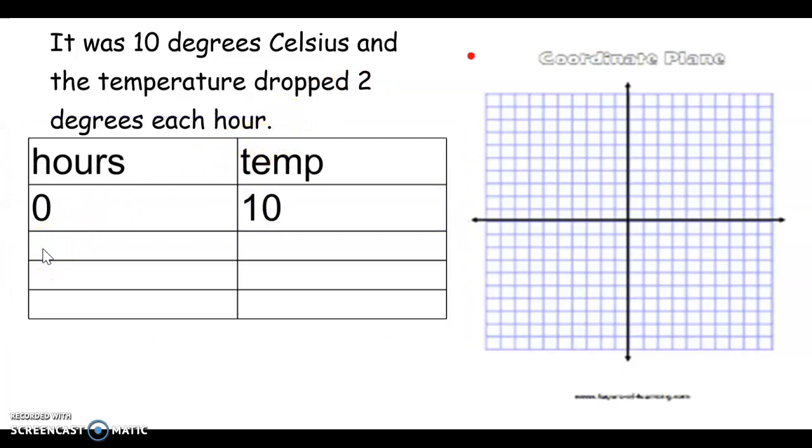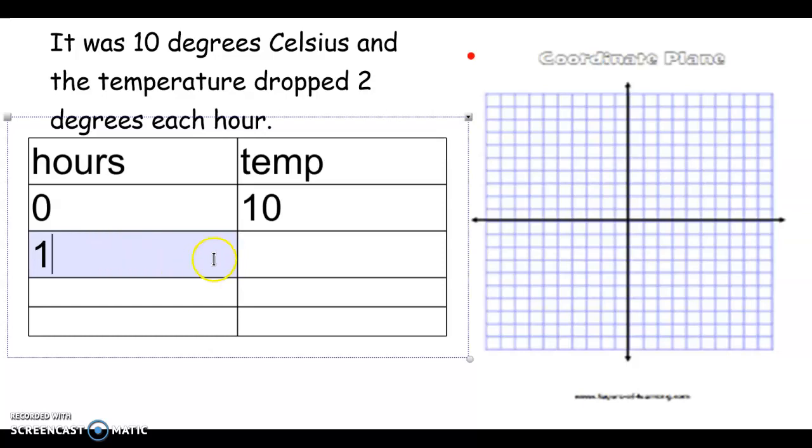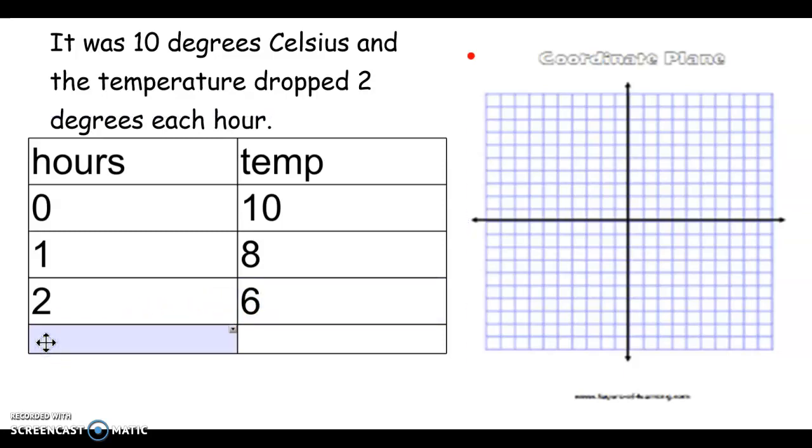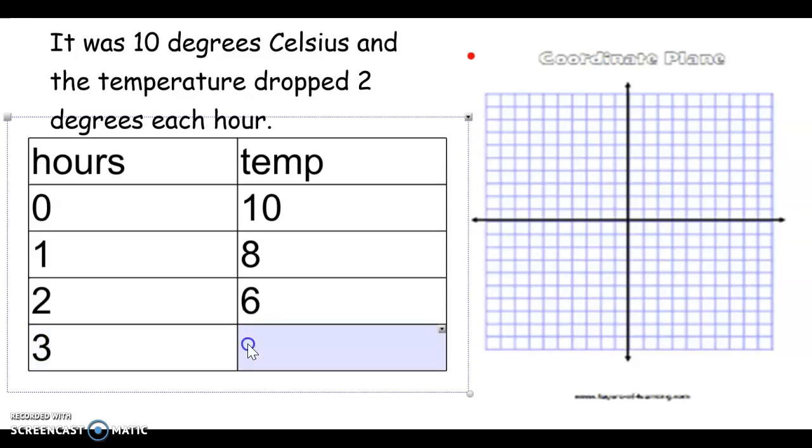So after 1 hour, it's going to have dropped 2 degrees. That means it's going to go down 2 degrees. So if it was at 10, 10 minus 2 is 8. And after another hour, it's going to go down 2 more degrees. So after 2 hours, that's going to be 6. And after 3 hours, it's going to be at 4. Hard to see the multiplicative part on this one because we didn't start with 0, and that's okay.